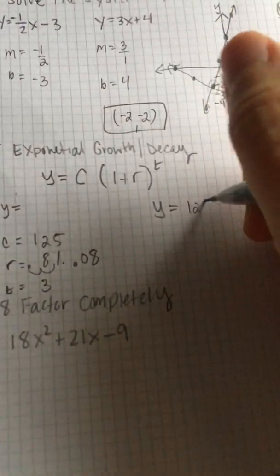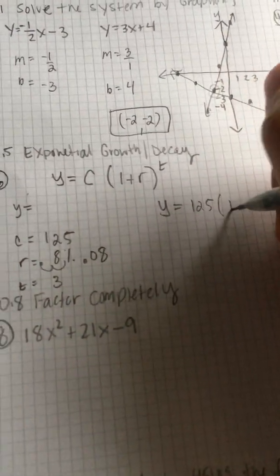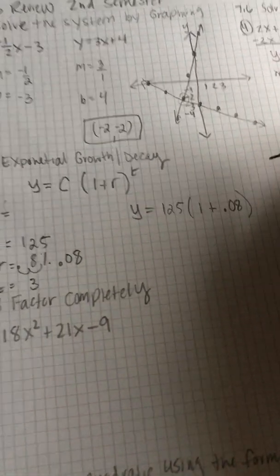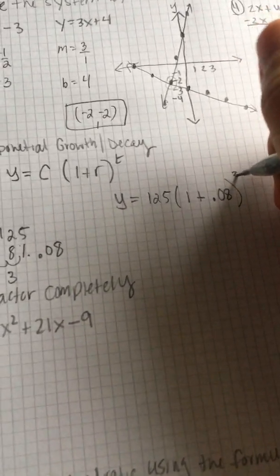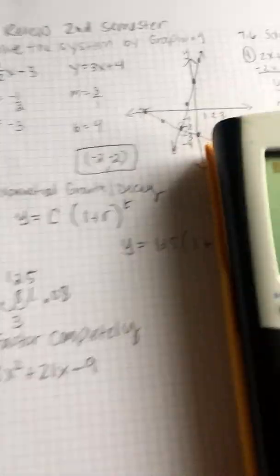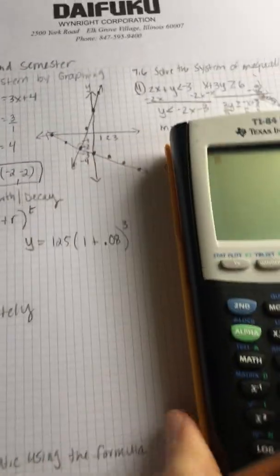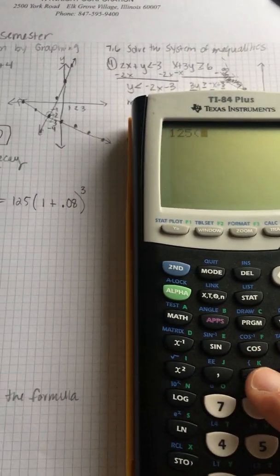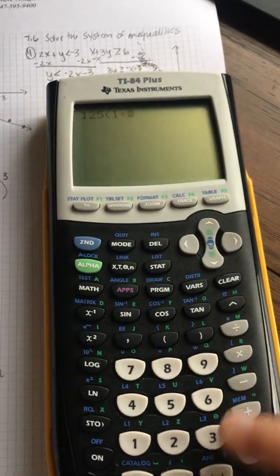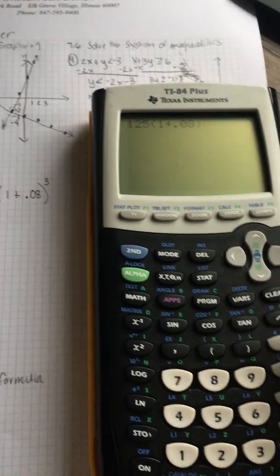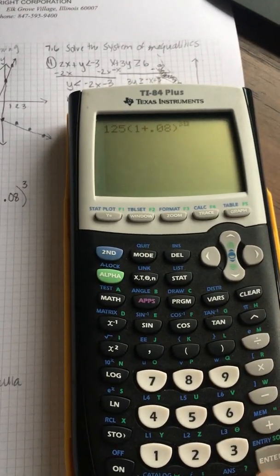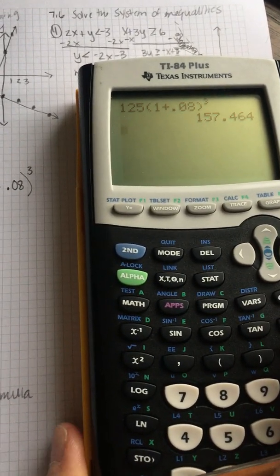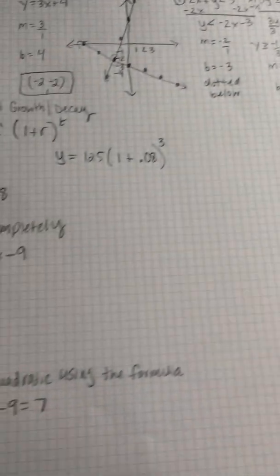So 125 sub in, keep the parentheses, keep the 1, keep the plus, sub in the 0.08, and sub in the exponent of 3. Now remember, we just go to our calculator and we plug this in all in one step. So I'm going to go ahead and do 125, open parenthesis, 1 plus 0.08, close parenthesis, raised to the power of 3. And see that I'm going to have $157.46.